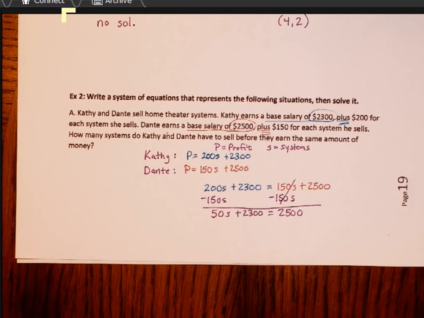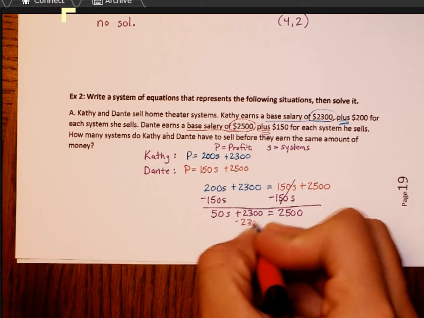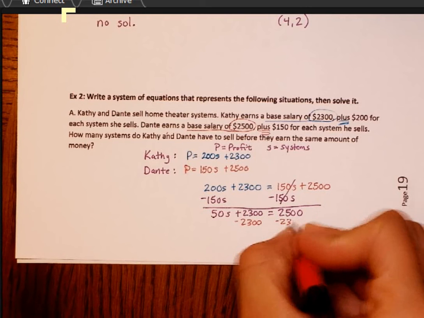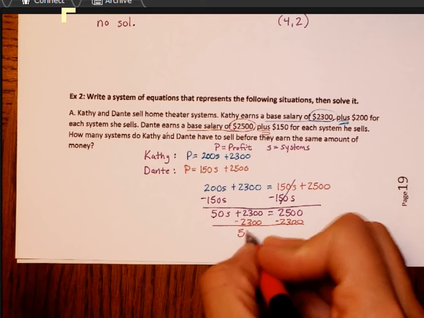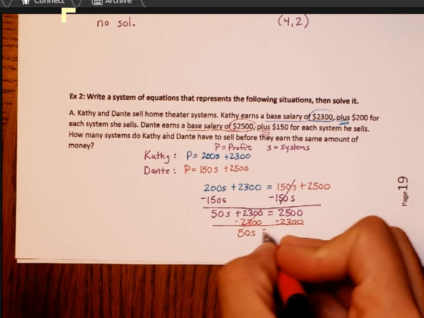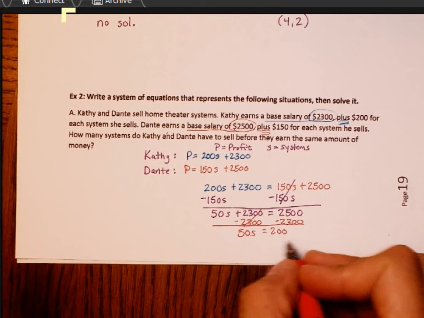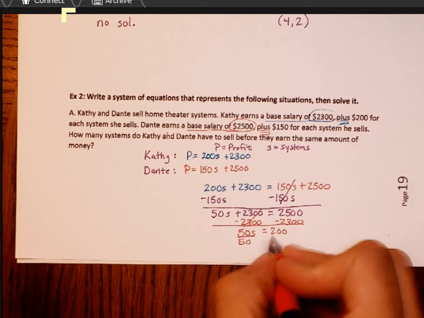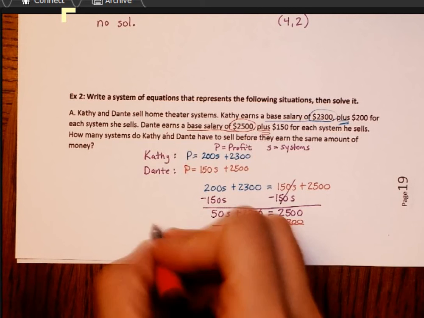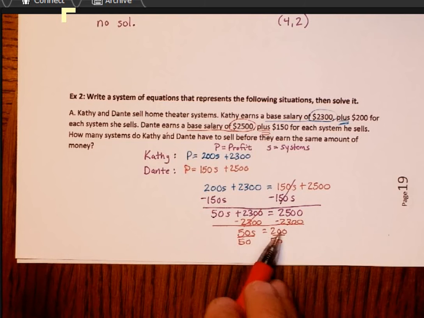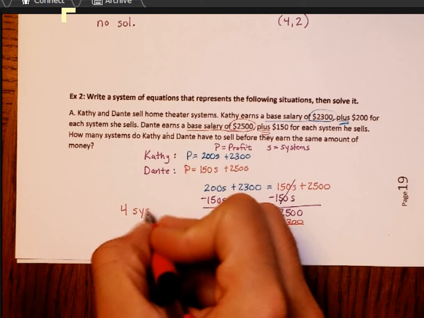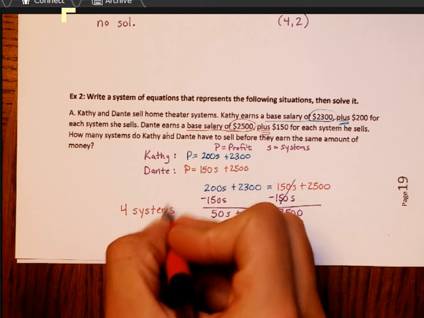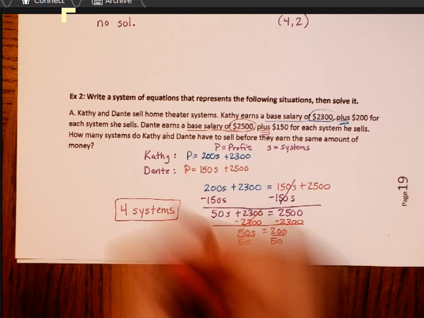Subtract 2,300 from both sides, and I get that 50S is equal to 200. So divide both sides by 50. 50 goes into 200 a total of 4 times. So they have to sell 4 systems each for their profit to be the same.